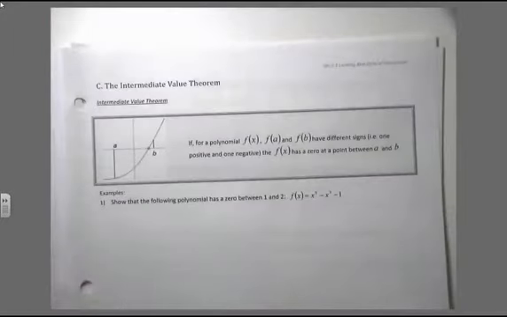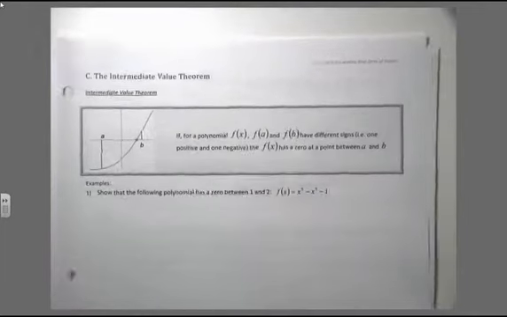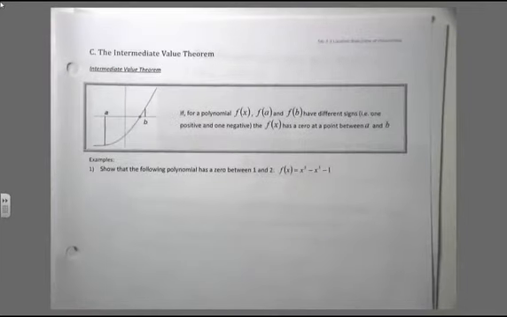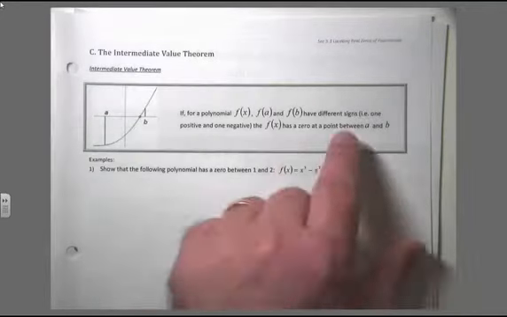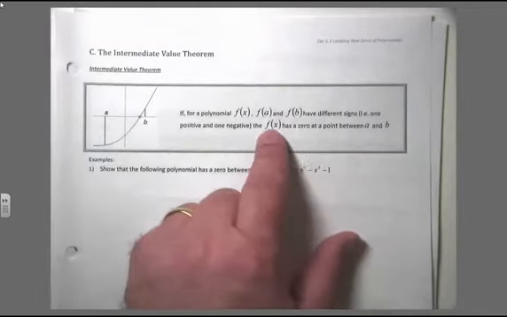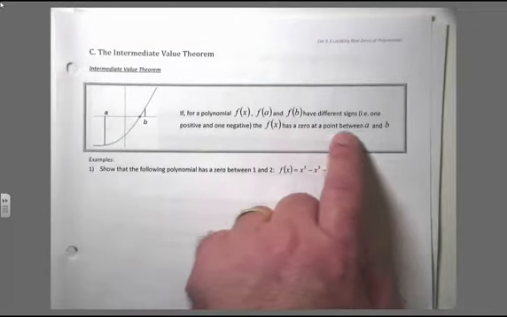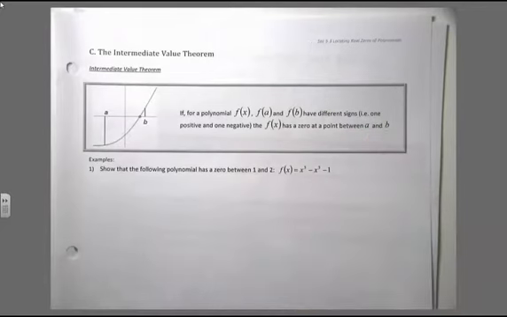The intermediate value theorem states this. If for a polynomial f of x, f of a and f of b have different signs, aka one is positive, one is negative, so if I plug in a number and I get a positive y coordinate, and I plug in another number and I get a negative y coordinate, then f of x has a 0 at a point between a and b. This is a great way of trying to zero in on where your zeros are.